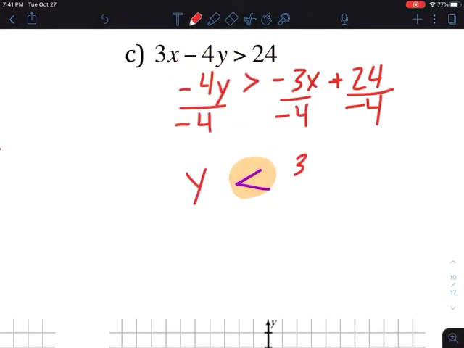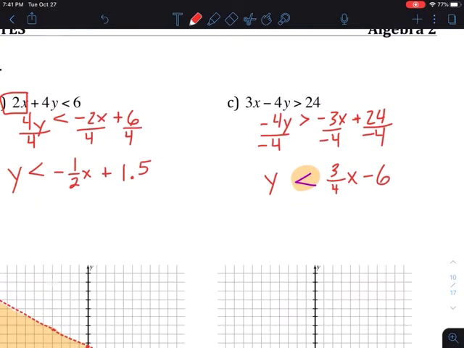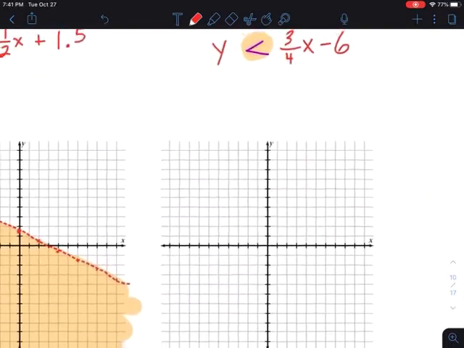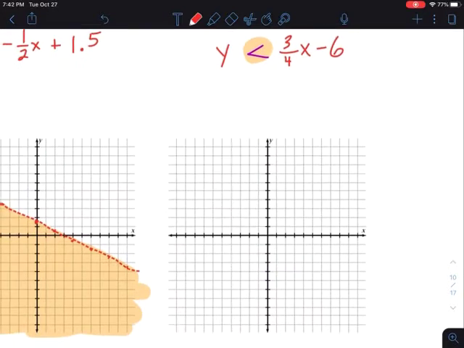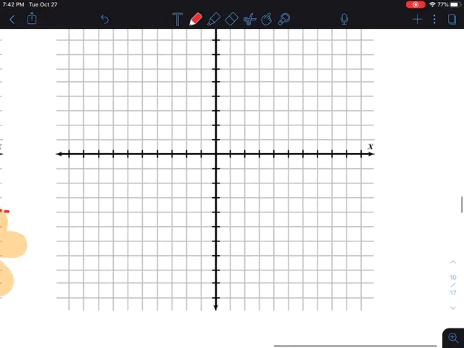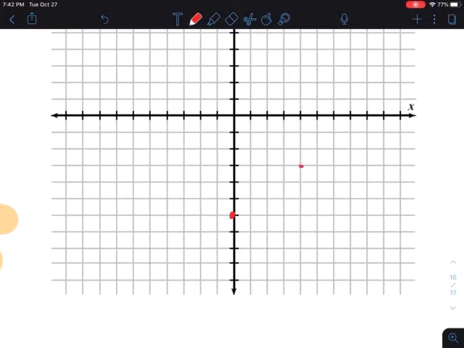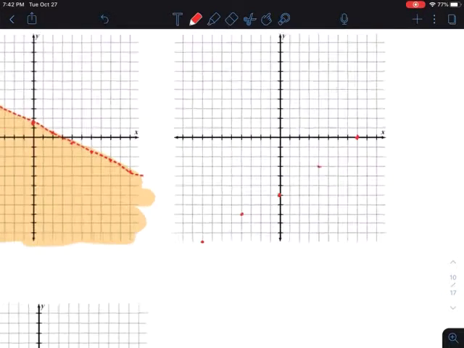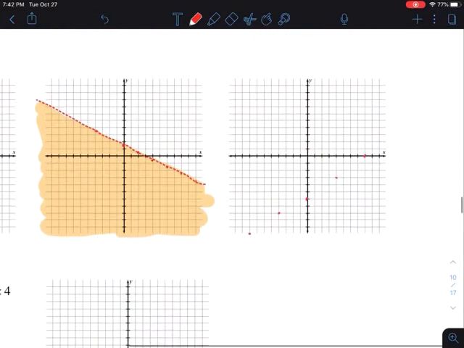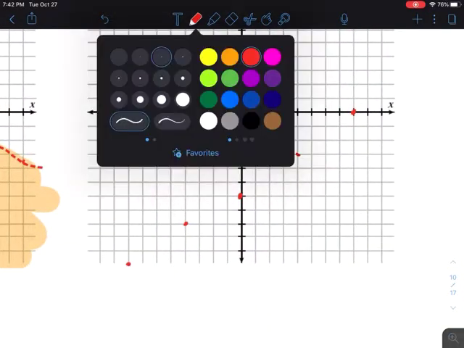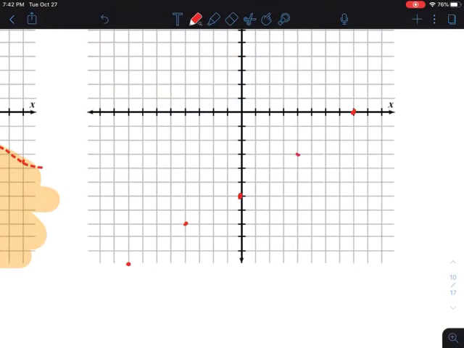Double negatives cancel, so 3/4 x. That divides to get -6. So now we can graph this guy. We have a y-intercept of -6, and we have a slope of 3/4. So that's going to be up 3 for every right 4. And the symbol is less than, so there's no underline, so that's going to be a dashed line, shade below for less than.